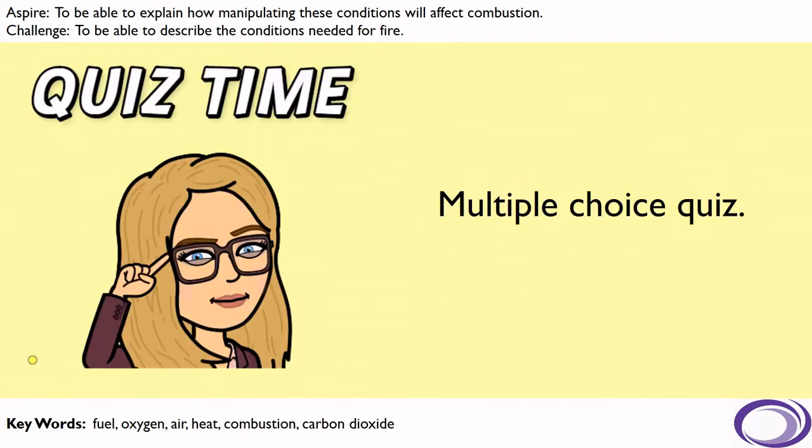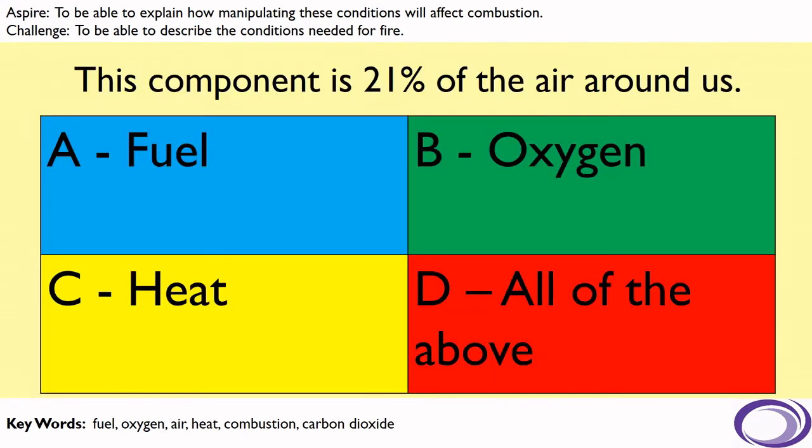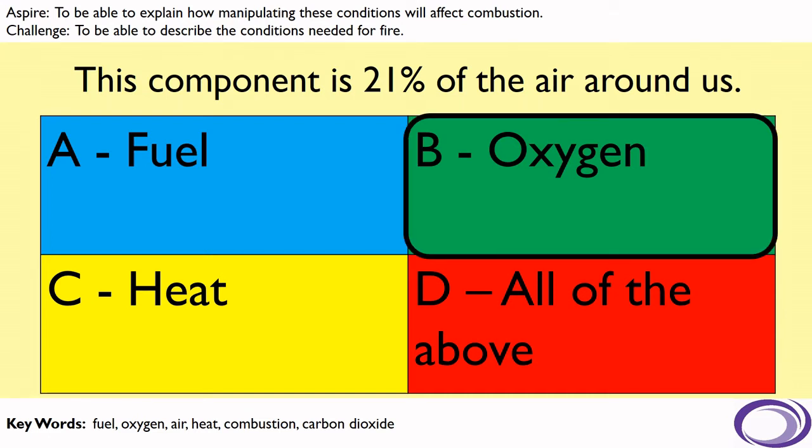So let's test our knowledge so far with a quick quiz. This component is 21% of the air around us. Is it A, fuel, B, oxygen, C, heat, or D, all of the above? B, oxygen.